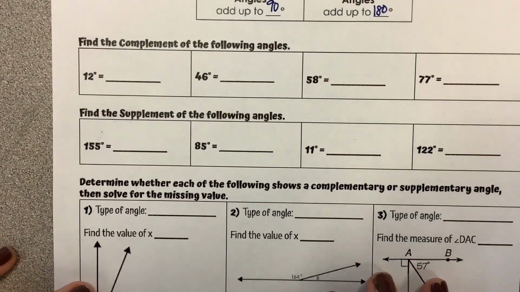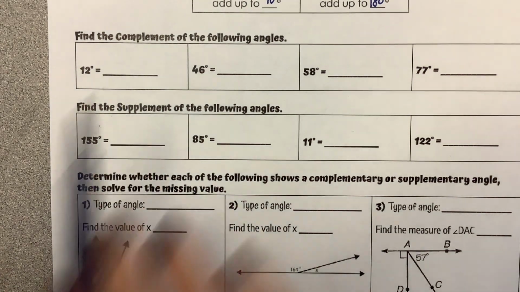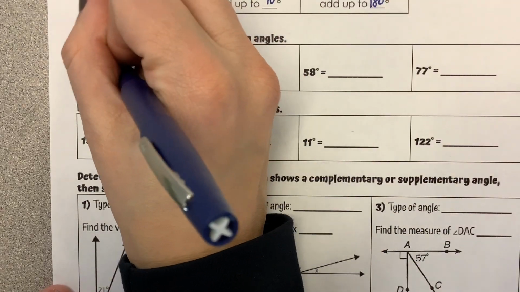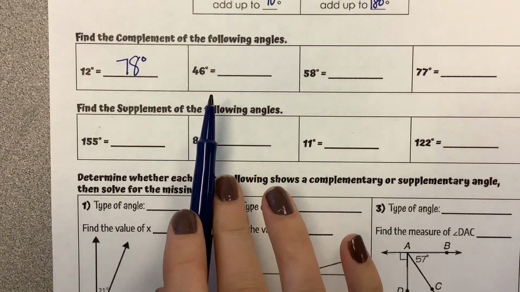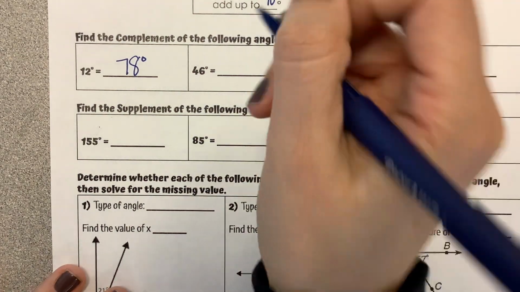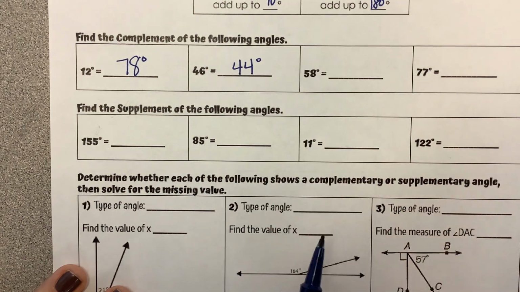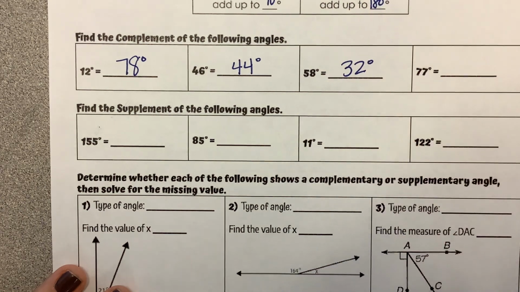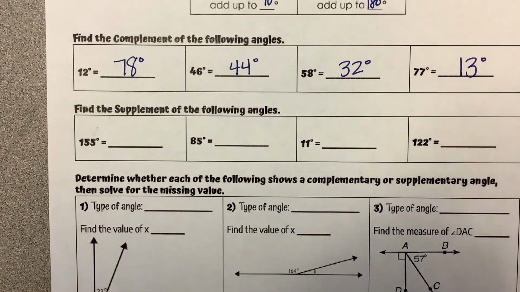So some way we can do it is just being given a measure and finding the complement or the supplement. So here we're finding the complement. So 90 minus 12 is 78 degrees. Here, 90 minus 46 is 44 degrees. 90 minus 58 is 32 degrees. 90 minus 77 is 13 degrees.